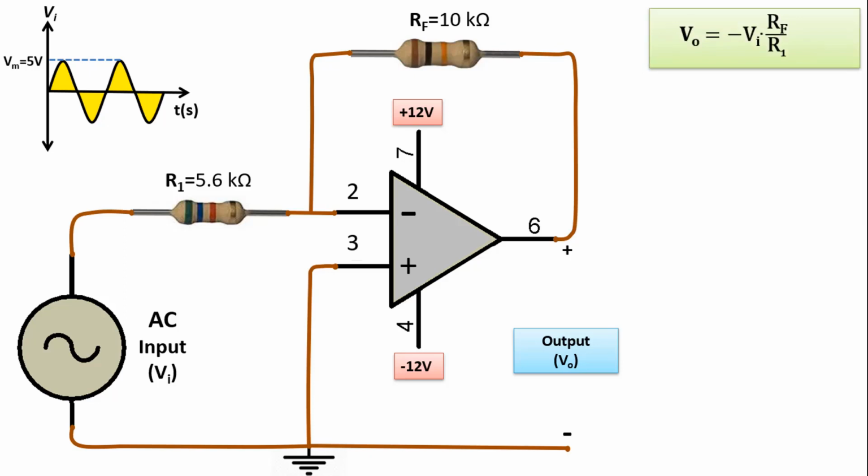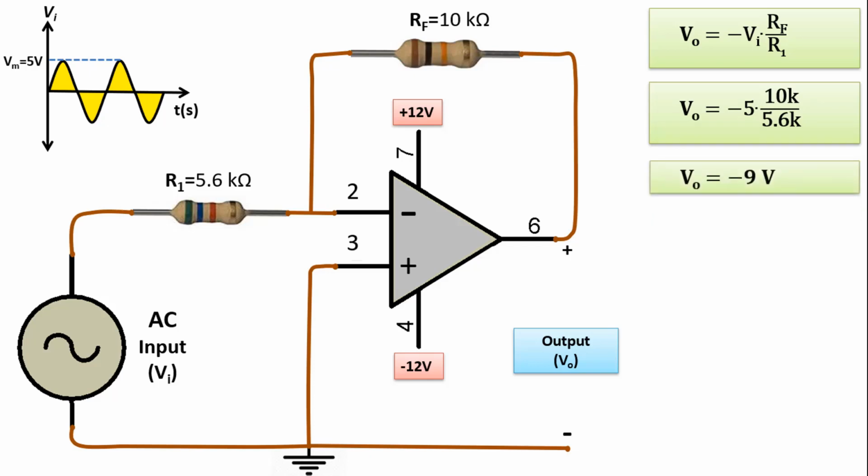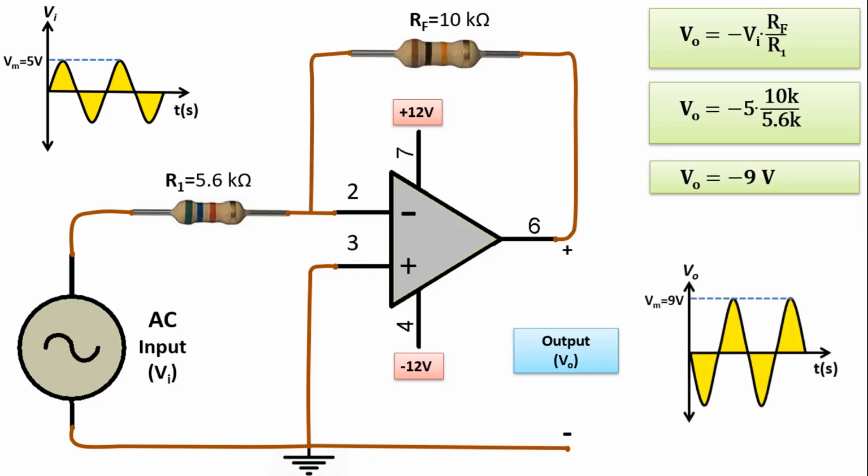Our formula VO equals negative Vi times RF over R1. If we substitute the values, VO equals negative 5 times 10 kiloohms divided by 5.6 kiloohms. If we do this, we find the output value to be about negative 9 volts. In other words, the AC input with a maximum value of 5 volts sine-shaped AC is amplified to AC with a maximum value of 9 volts at the output.